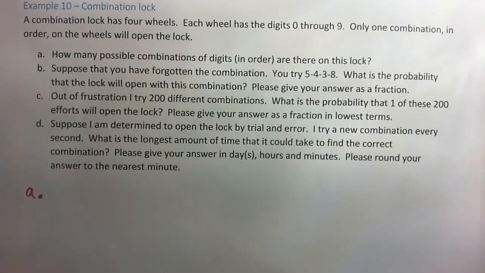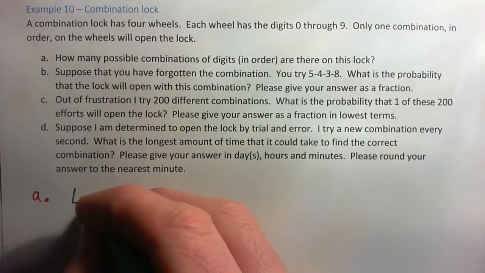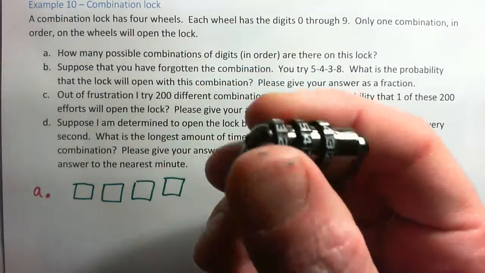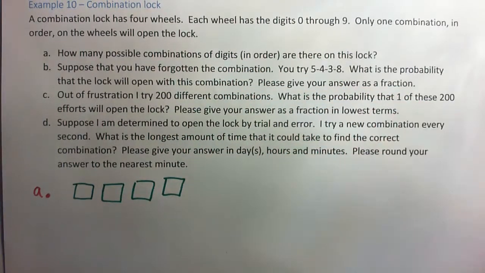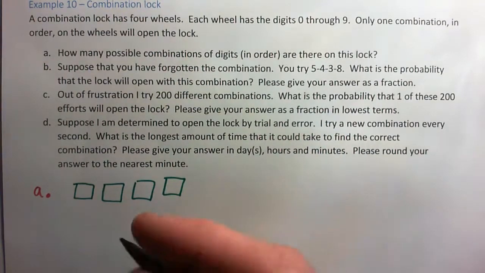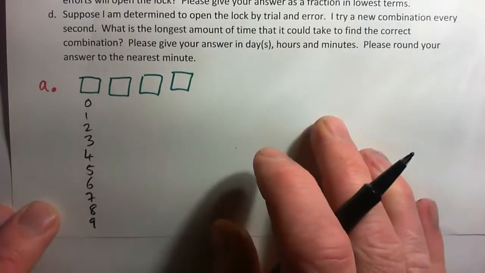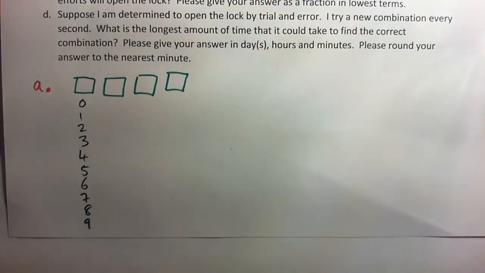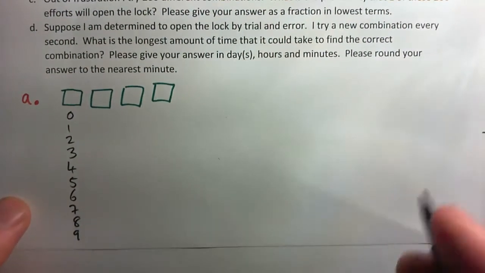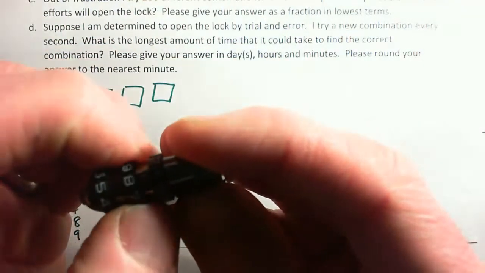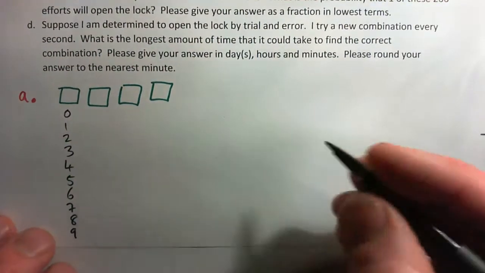Okay, so I'll do it now. It's very similar to the phone number, isn't it? Because you've got 1, 2, 3, 4 wheels. I know that the one I'm showing you only has three. Sorry, I don't have a four wheel one, but just imagine we had four wheels, and in each wheel you can have digits 0, 1, 2, 3, 4, 5, 6, 7, 8, and 9. So just for one wheel, that's 10 options. But for two wheels, for two digits in a row, you actually have 100 options.